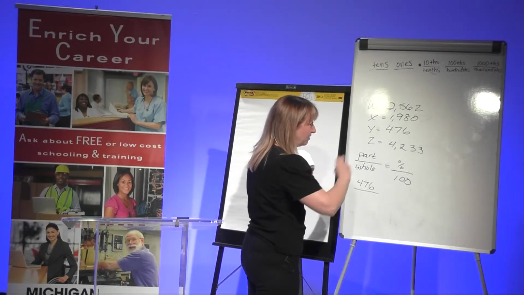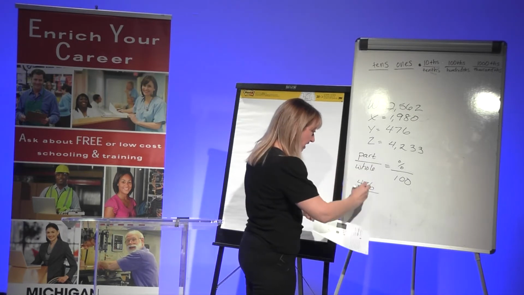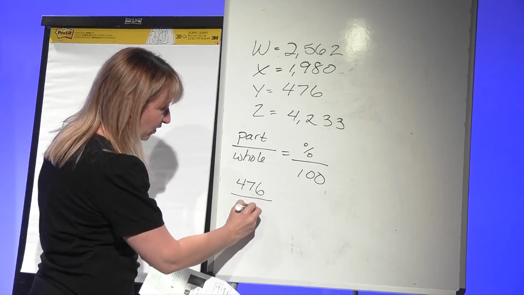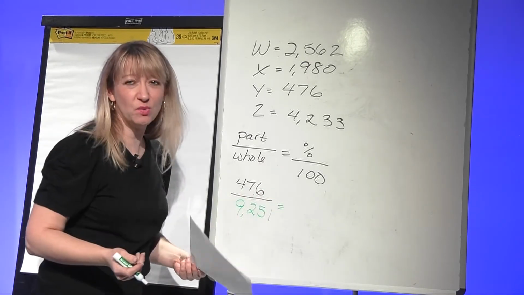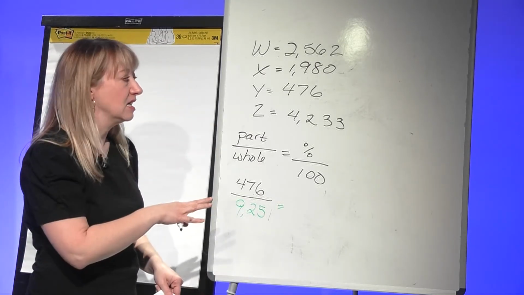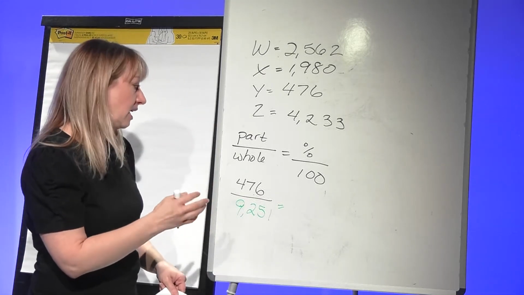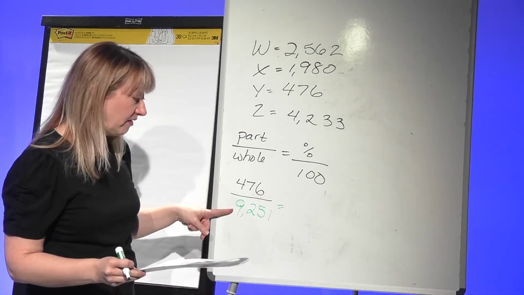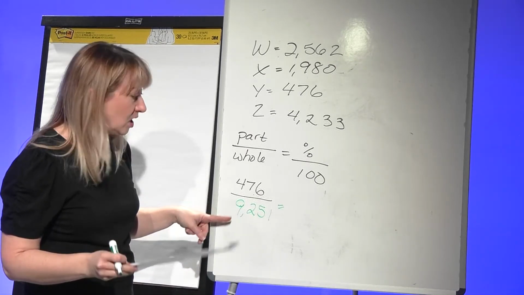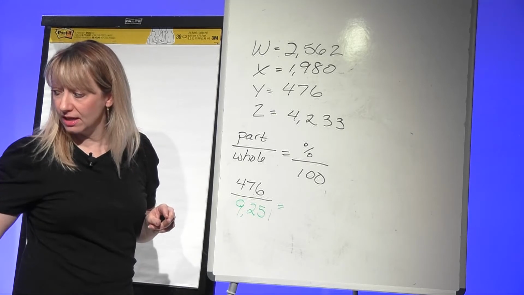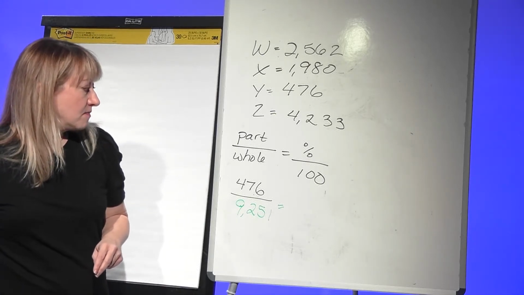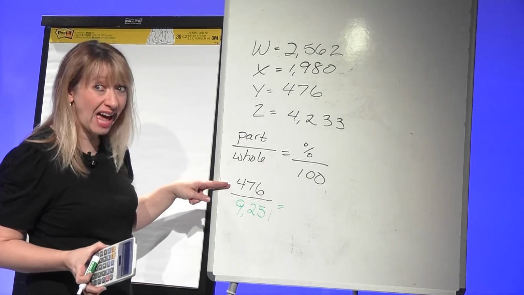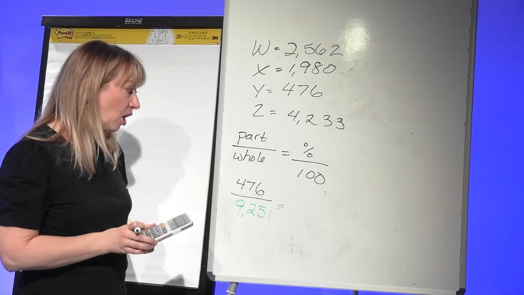And when you add that all together, you will get 9,251. This is why you want to always double check your work, because it's easy to make a mistake when you're adding this together. So this person received 476 votes out of the 9,251. Think about what a reasonable answer would look like. Out of about 9,000 votes, this person received not even half of 1,000, so it's going to be a pretty low percentage.